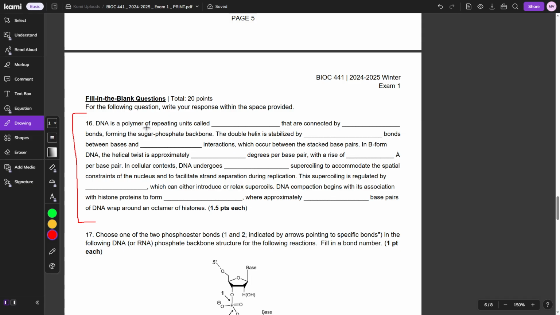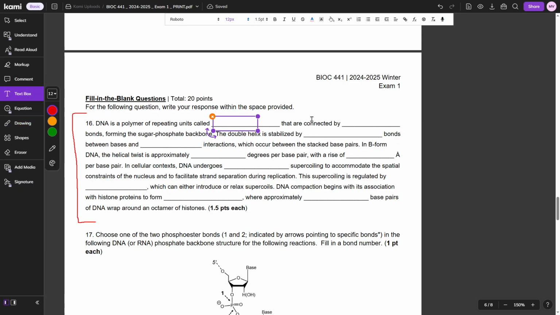So a DNA polymer is a polymer of repeating units called nucleotides. This should make sense. Hopefully you don't have to write that down on your note card, right? But it's just made by a bunch of nucleotides. They're connected by phosphodiester bonds. Remember, it's a phosphodiester bond. There's a phosphate connecting the 3' OH of one side and the 5' OH of the other nucleotide, forming the sugar phosphate backbone.